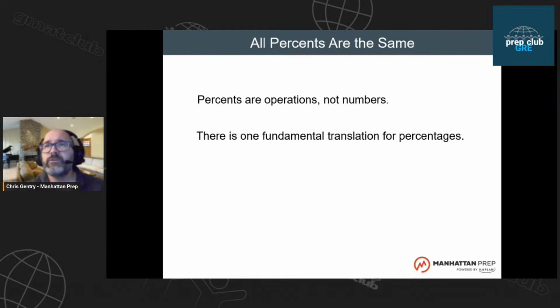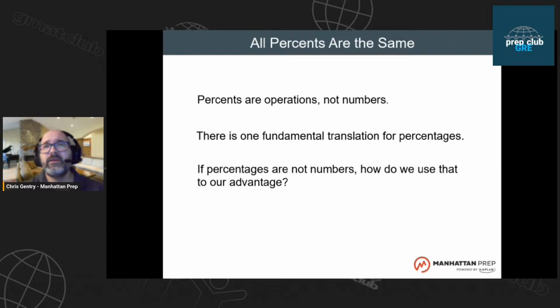There is one fundamental translation. We're going to look at that in just a moment. There are two variations on that fundamental translation, but your fundamental translation for percentages is always: it's a piece out of a 100-part division.